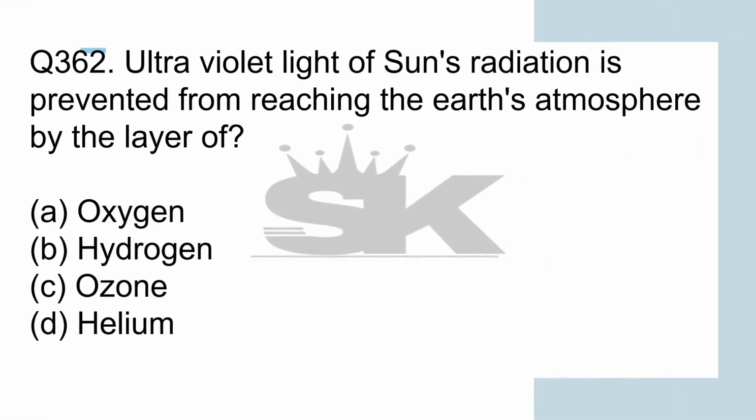Ultraviolet light of the sun's radiation is prevented from reaching the atmosphere by the layer of, everyone knows, ozone. Okay, option C.